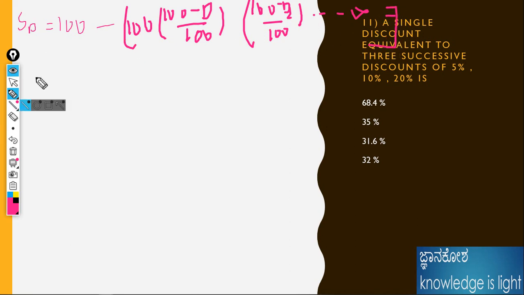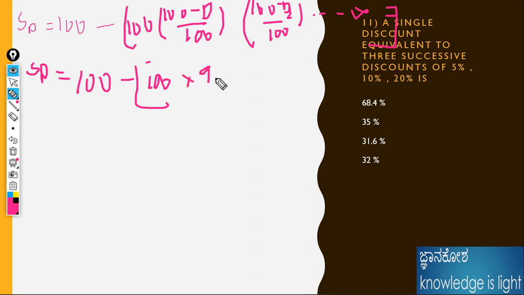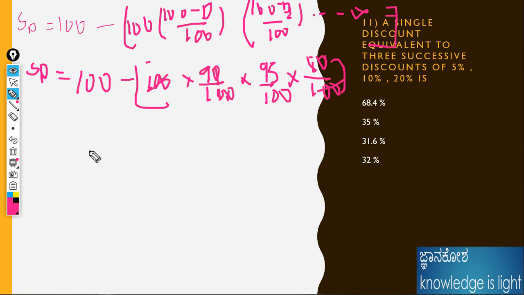See, what is the successive discount here? For 10, 100 minus 10 is 90, directly I will write 90 by 100, into, okay, 5 is also given, 95 by 100, and also 20%, 80 by 100. If 100 cancels, 95 into 90 into 80 is divided by 100.